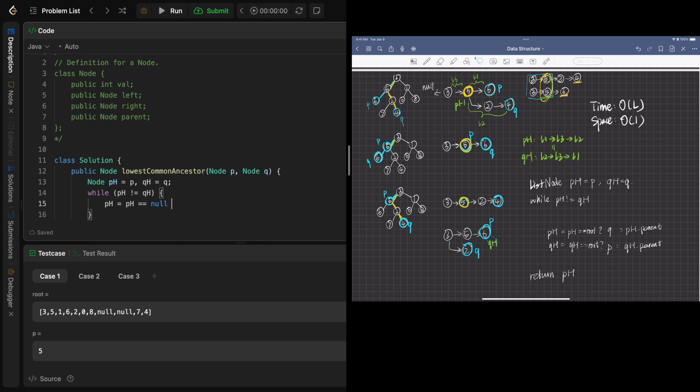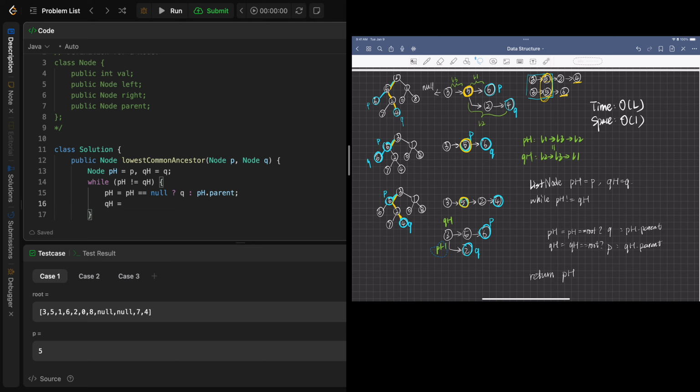Great. But what if they are at the root nodes? Let me check. PH, QH, and here 1, move 1, and then to the null pointer, move 1, and here to the null pointer, and meet here, move here, move here. Great, they still meet together, so there's no concern now. And if it equals null, we move to the Q, or we just move to their parent nodes. And how about the Q helper? If it moves, we have to check whether it is at the null pointer. If it is, we move to P, or we will just move to its parent node.